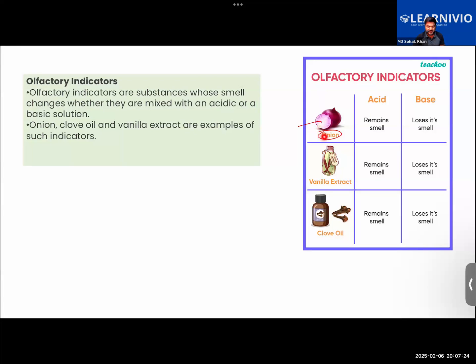Then we have some other natural indicators, which are basically called olfactory indicators, like onion extract, vanilla extract and clove oil. When we add a few drops of acids to them, their smell will remain. But when we add basic substances to them, they will lose their smell. That is how olfactory indicators, which are also natural indicators, work.